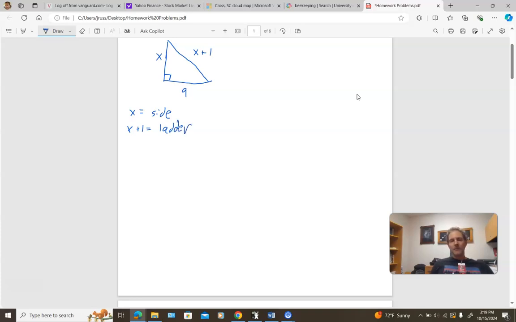Okay. So if you remember your Pythagorean theorem, a squared plus b squared equals c squared. That means if you take the square of the two legs, that should equal the square of the hypotenuse. So the square of the first leg plus the square of the second leg equals the square of the hypotenuse. Well, the square of 9 is 81. The square of x is x squared.